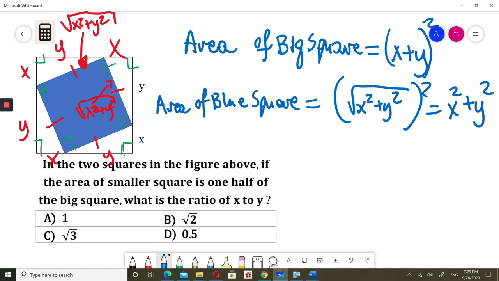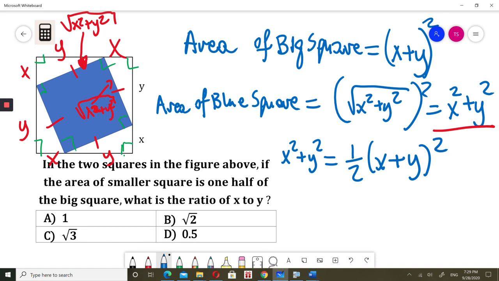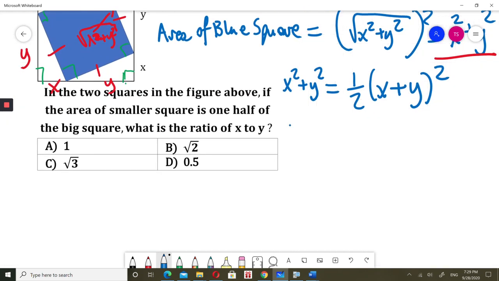And what I know is that the area of the smaller square is 1/2 of the big square. I calculated the smaller area just here. So x squared plus y squared will be 1/2 of the big square, so 1/2 of (x plus y) squared. Now this is just algebra. And what's (x plus y) squared? You could just write (x plus y) times (x plus y), but I will do it quickly.